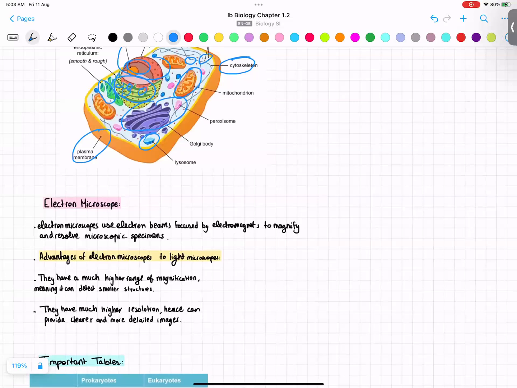And the advantages of electron microscopes over light microscopes is that they have a higher range of magnification, meaning that they can actually see smaller structures because of the electromagnets, and they have higher resolution, hence can provide clearer and more detailed images. And it's very, very important, because you're always asked about what's the advantage of electron microscopes over light microscopes. It's always that electron microscopes have a higher resolution, which gives them the ability to see these structures more clearly and in more detail. So always keep that in mind, the higher resolution. Whenever you think about light versus electron microscope, always remember the higher resolution part.